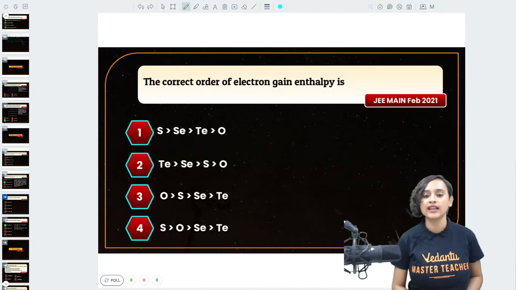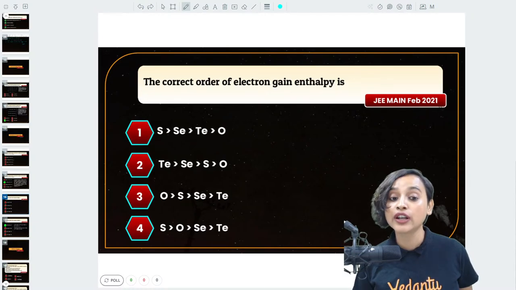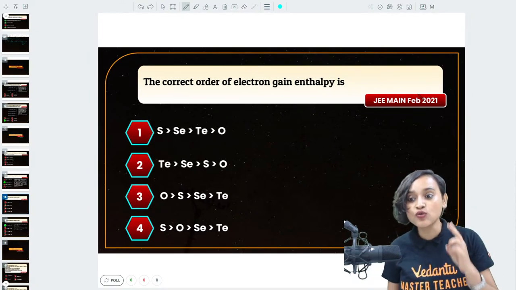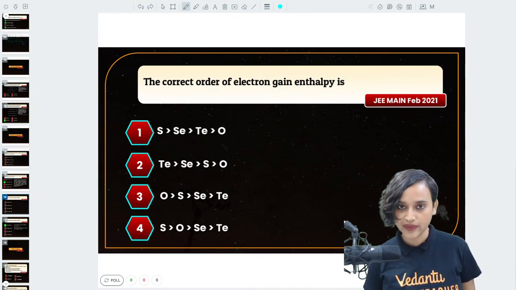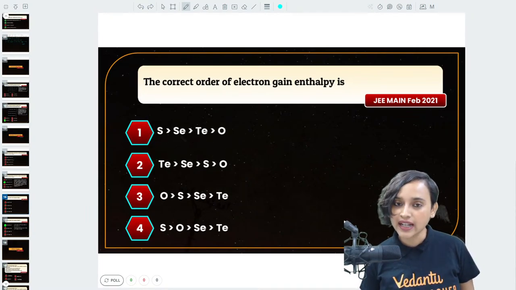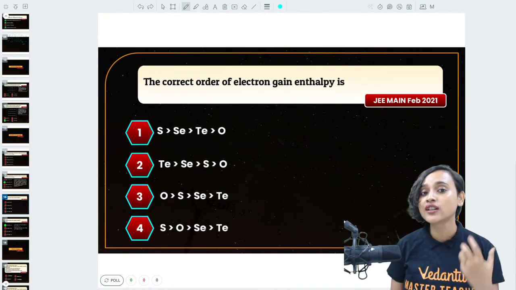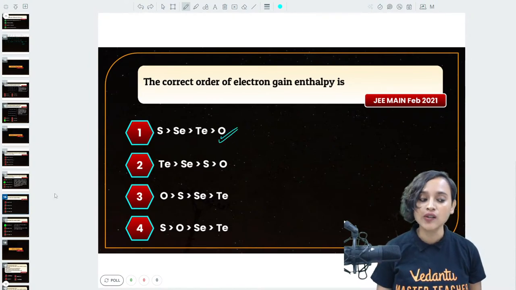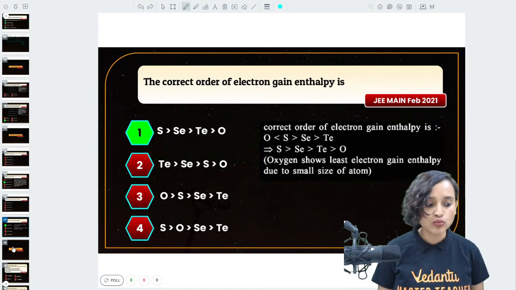The next question says the correct order of electron gain enthalpy. This has come in JEE Main February 2021. So not even kidding, it is very recent, right? In the last 2 years, this question has come. So the correct order of electron gain enthalpy is sulfur as the highest one, then comes selenium, then comes tellurium, and then comes oxygen. Because of its very small size, oxygen's electron gain enthalpy is very less. So it is definitely option 1. Correct? Absolutely. Chalo, moving on to the next topic.